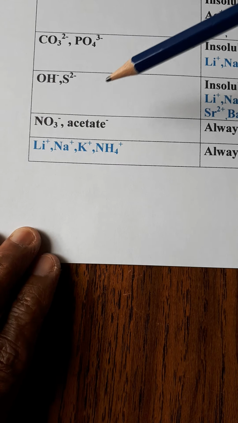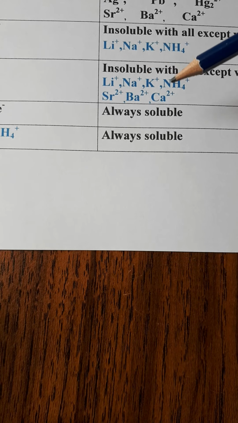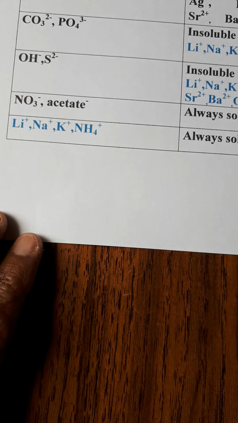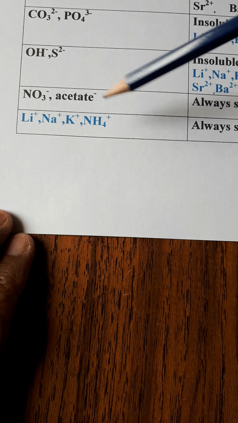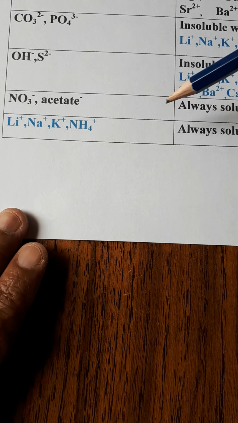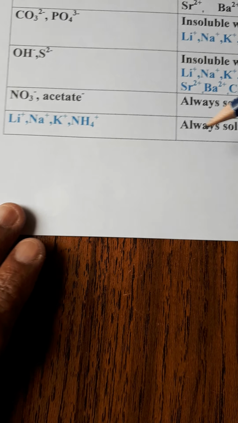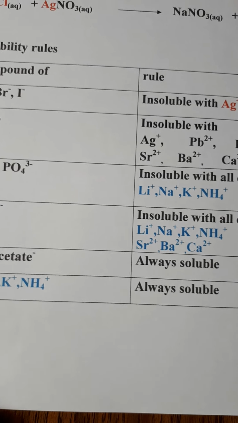Hydroxide and sulfide will make solids almost all the time except with these ions. Nitrate and acetate will never make a solid. They are always soluble. These ions are always soluble. So it's a good chart to memorize.